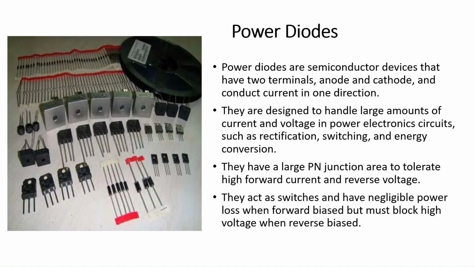Power diodes are semiconductor devices that have two terminals, anode and cathode, and conduct current in one direction. They are designed to handle large amounts of current and voltage in power electronic circuits, such as rectification, switching, and energy conversion. They have a large p-n junction area to tolerate high forward current and reverse voltage. They act as switches and have negligible power loss when forward biased but must block high voltage when reverse biased.